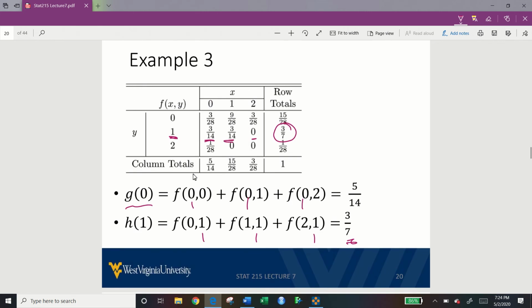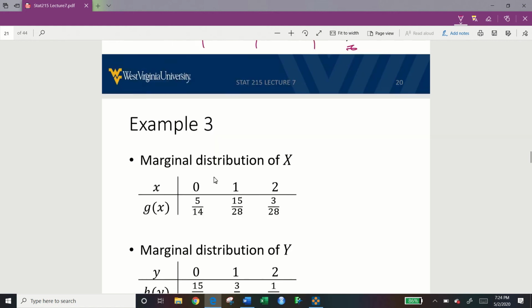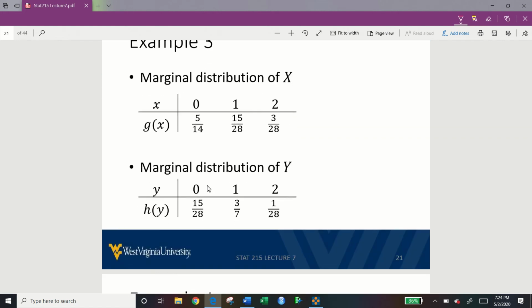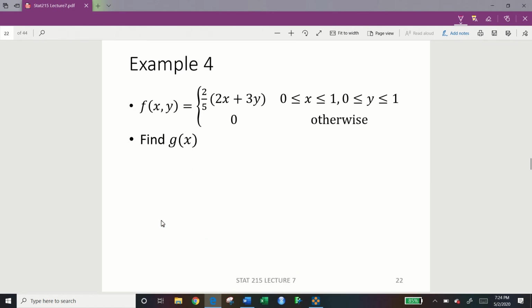Remember, we are finding these values right here. And in similar fashion, we can find our h of y in our column totals. So our marginal distribution of y, we have our various y values and our marginal probabilities. Still doing okay? Now let's take a look at our continuous case.